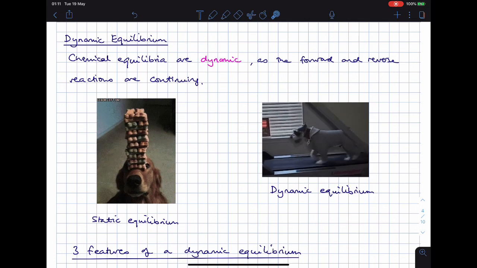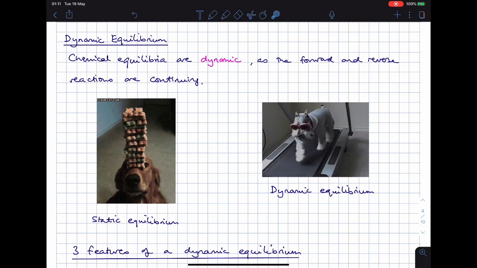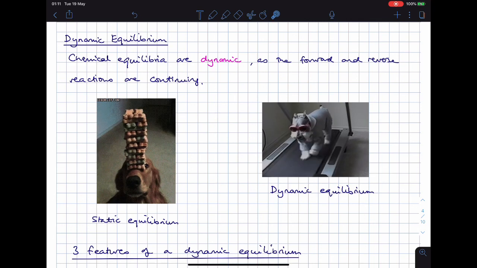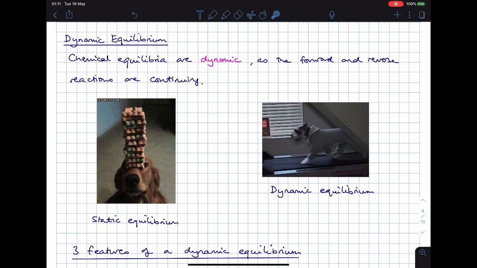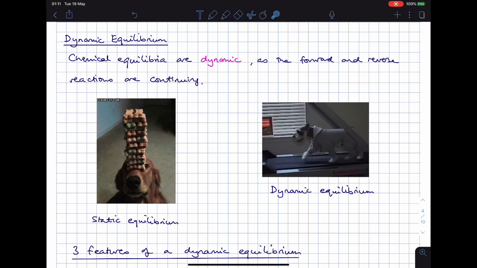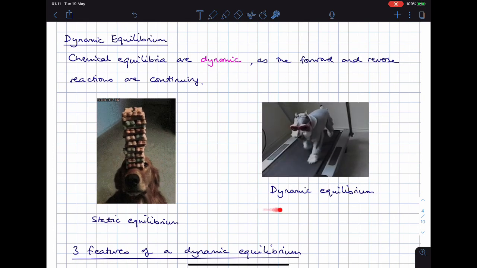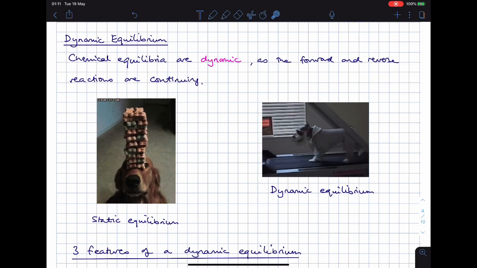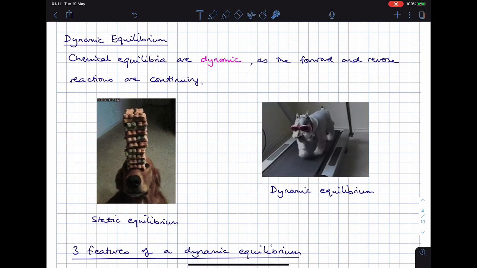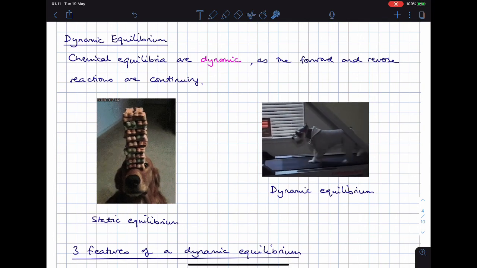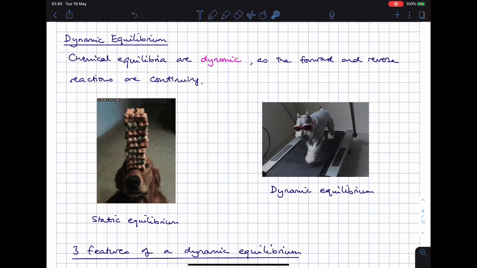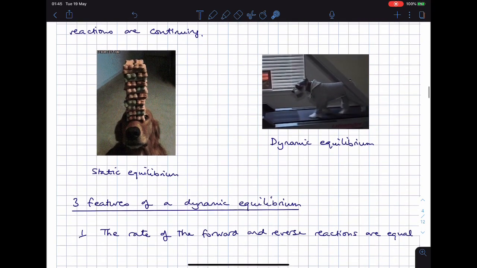So this is different to a static equilibrium where things stay still. Balancing something is an example of static equilibrium. The downward and upward forces on the dog biscuits are equal, so there's no overall movement. The dog and the biscuits are staying still on the left, so it's a static equilibrium. Whereas an example of a dynamic equilibrium could be running on a treadmill, where your forward speed is equal to the reverse speed of the treadmill, so there's no overall movement, but you're still moving and the treadmill is still moving, so it's dynamic.